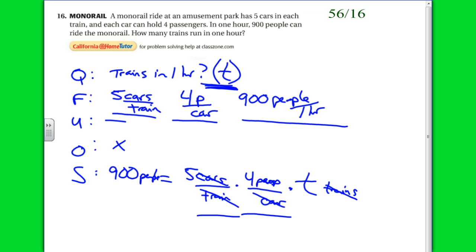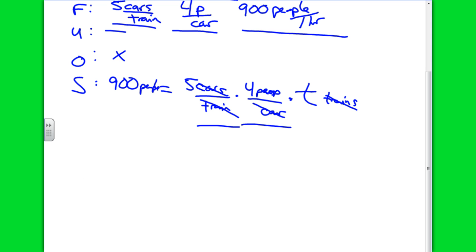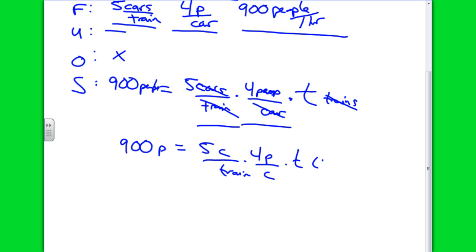So you've actually created the algebraic equation. I know this was hard. It looks like this: 900 people equals 5 cars per train times 4 people per car times the number of trains, right? Again, I'm using the whole word train because we used the variable t, so I don't want it to be confusing.